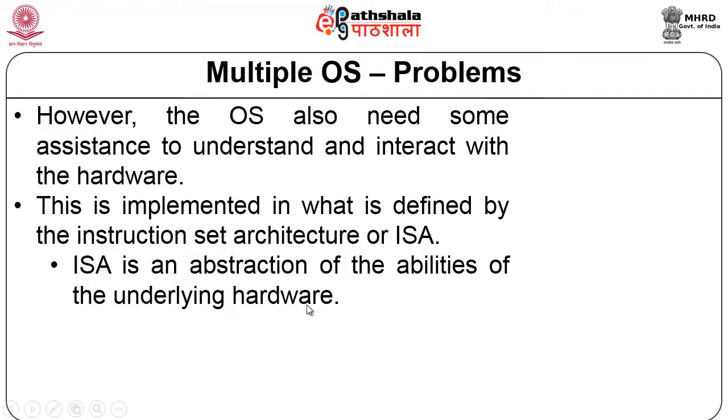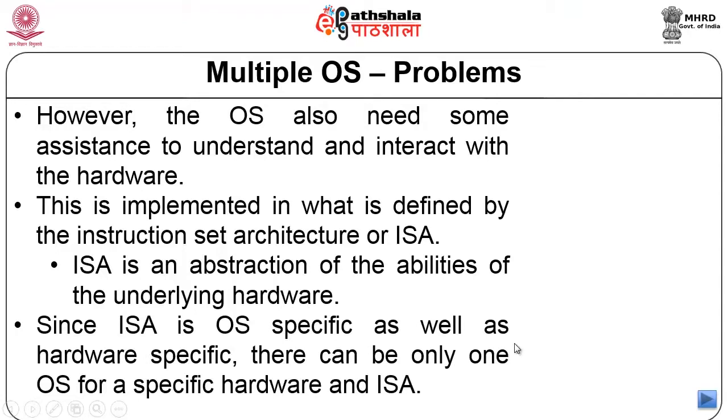So, what happens is that the ISA is tied to the hardware. For a specific hardware there is a specific ISA, and operating system is a software which will be written for a specific ISA. Therefore, we have a combination of operating system, ISA and hardware. They are all tied together. A specific operating system can be written for a specific ISA.